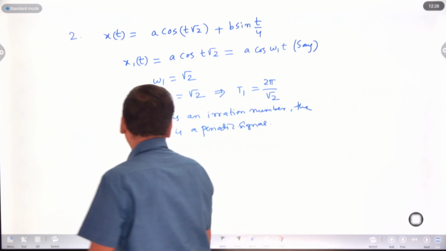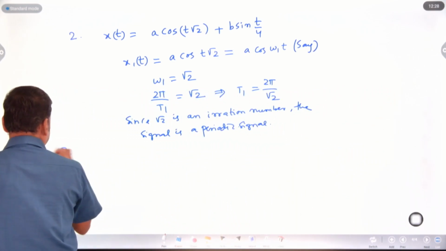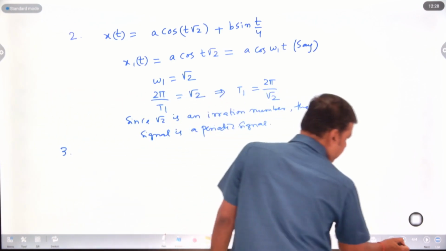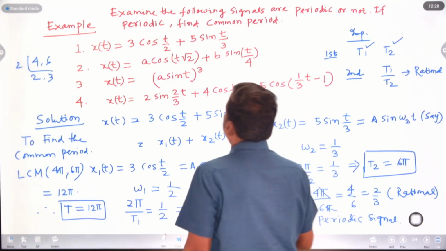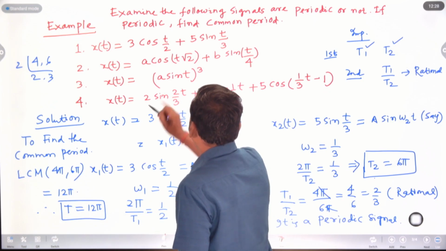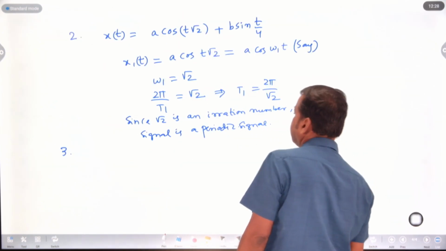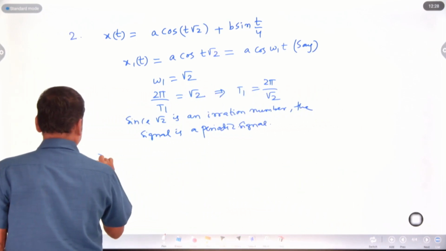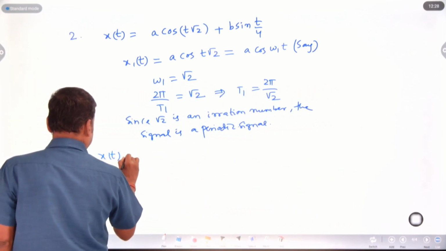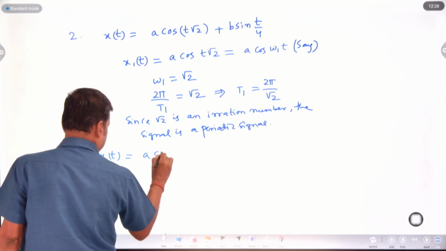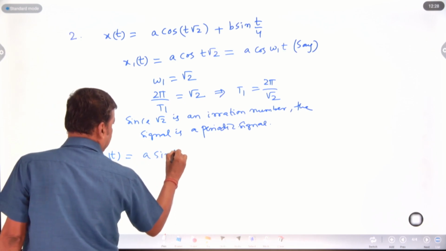Another example, number 3, is a sin t cube. x of t equals a sin t cube.